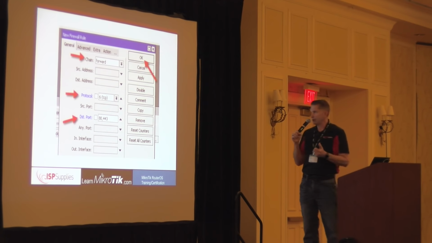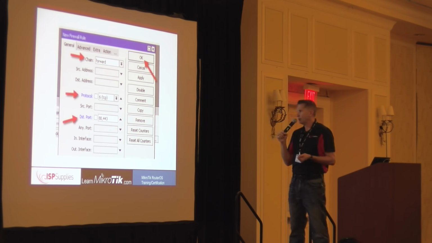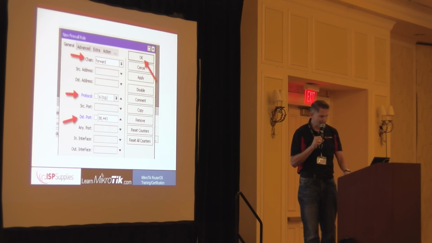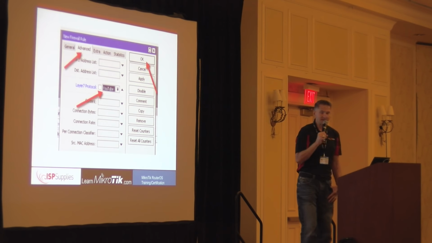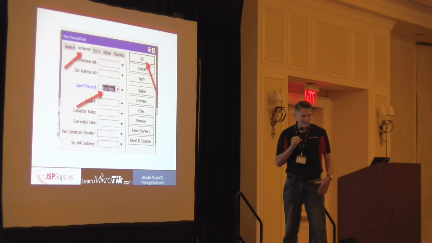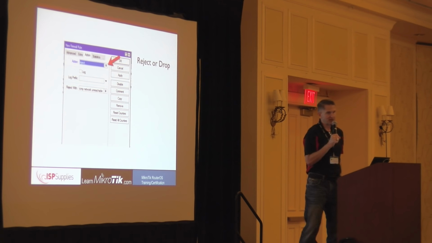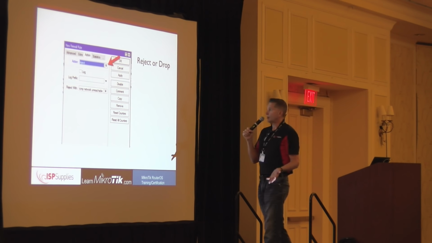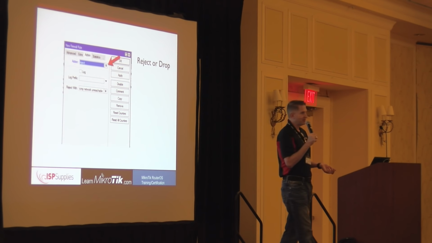We're going to drill down a little bit and look at TCP traffic on 80 and 443. So that would be HTTP, HTTPS. On the Advanced tab, we're going to select the Layer 7 protocol that we just created previously. And on the Action tab, we will either reject or drop. Now, a lot of people put drop here. I like reject better. Reject works faster in most cases.